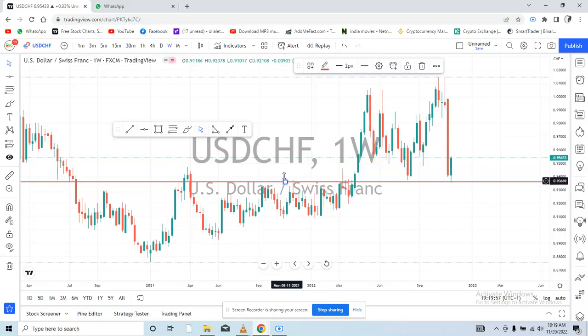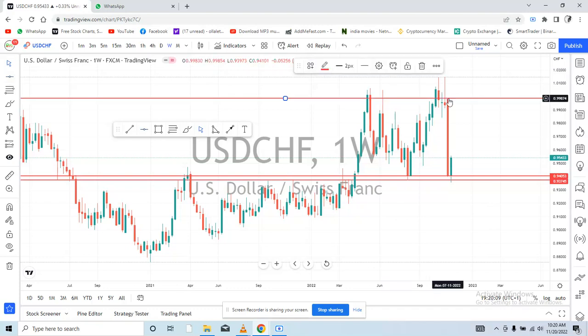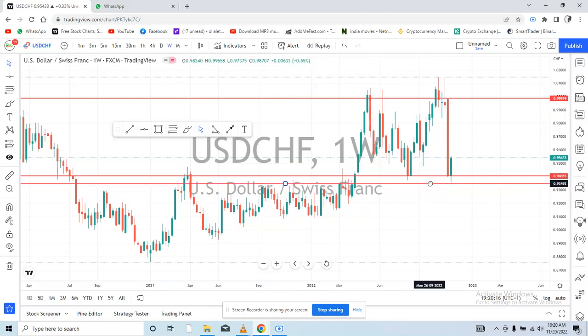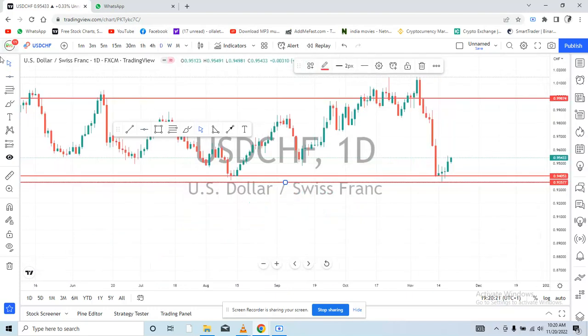Now our neckline on this trade is here, very clean. The previous week high and the previous week low is here. Now price respects that previous week high and low. So when we switch to the daily time frame, we are going to see additional information.